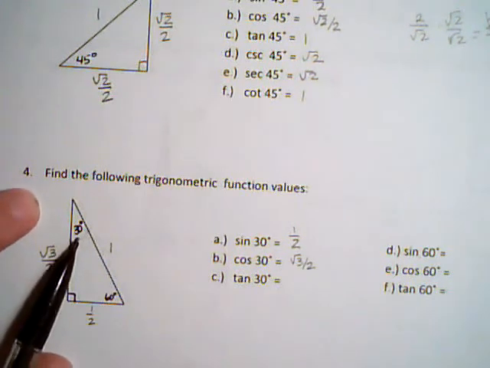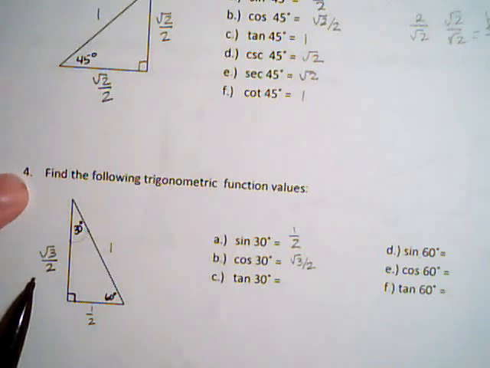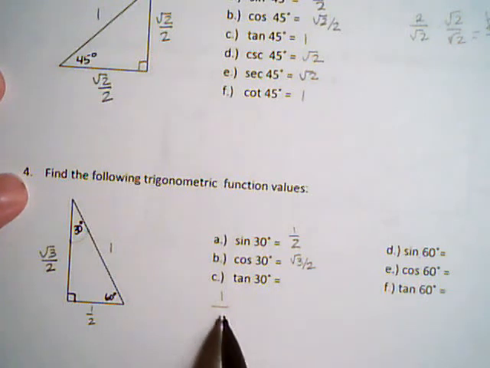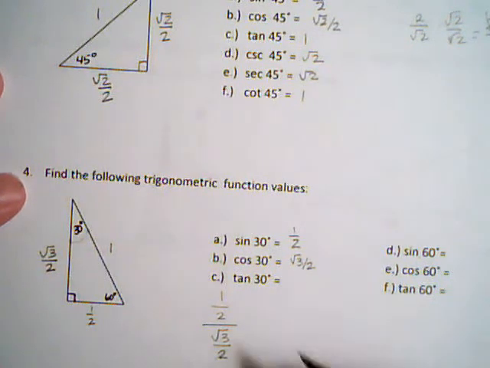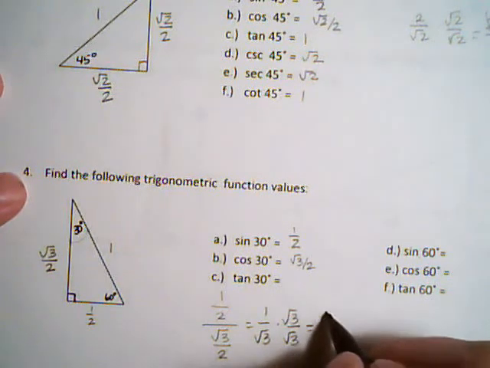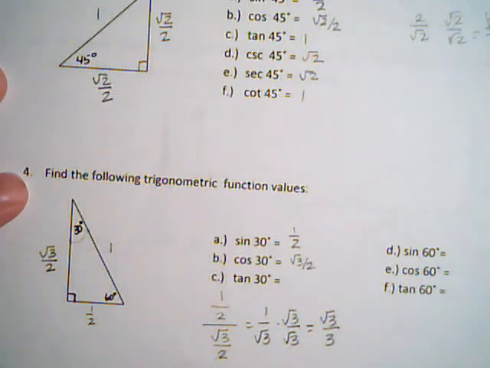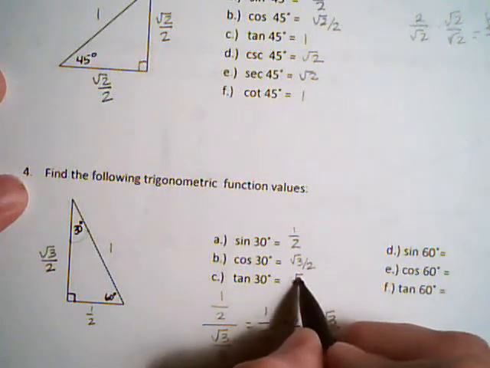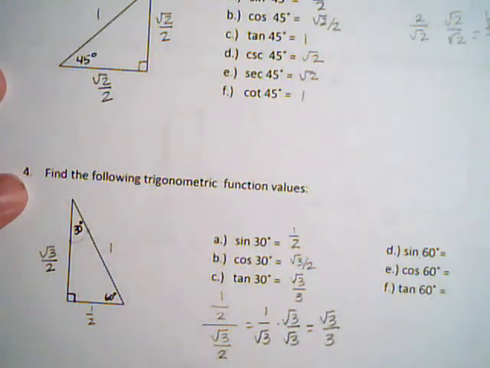And the tangent of 30 would be opposite over adjacent. So that would be 1/2 over the square root of 3 over 2. Okay, we know from complex fractions, if they have the same denominator, those are going to divide out. So it would be 1 over the square root of 3, which I would have to rationalize, which would give me square root of 3 over 3. So that's going to be the tangent of 30 degrees.